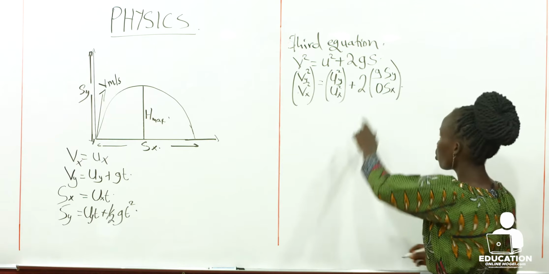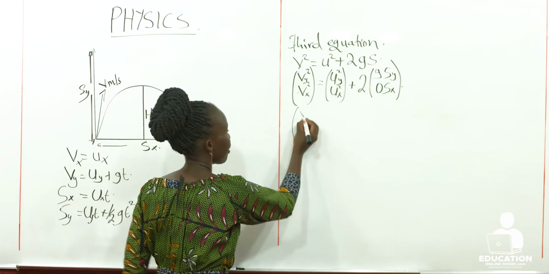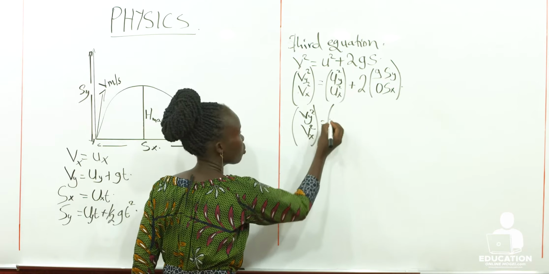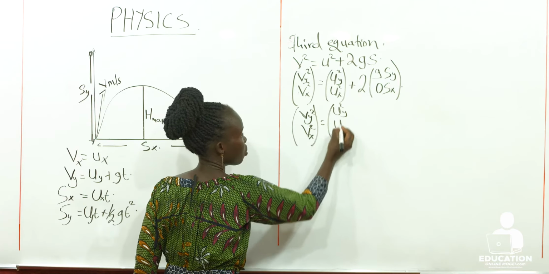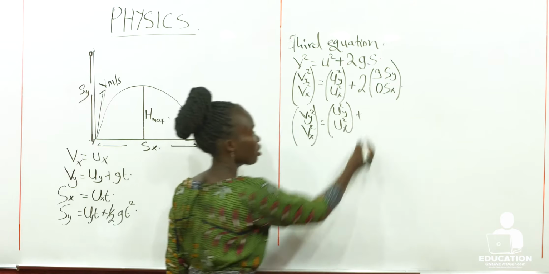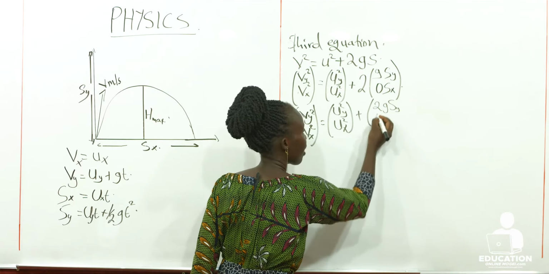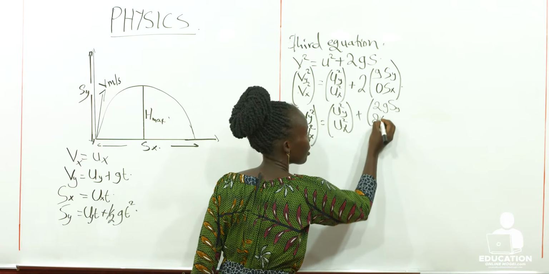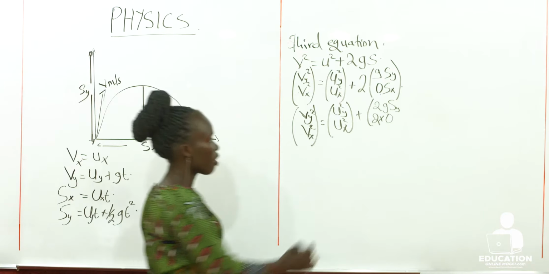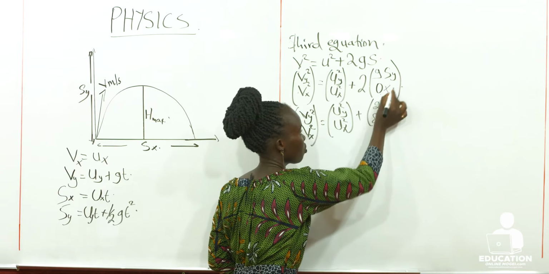So now we are going to multiply our 2 inside the bracket. We shall have Vy squared and Vx squared is equal to Uy squared and Ux squared, plus, taking your 2 inside the bracket will give you 2gSy, and then 2 times 0, because if you multiply 0 times S, you're going to get 0. Let me put this times here so that it does not confuse.